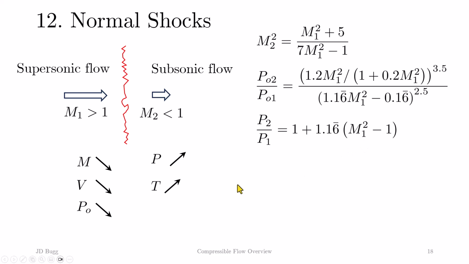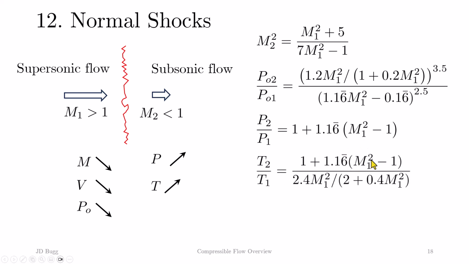The temperature also increases, and there's a relationship for that ratio. Likewise, our last property, the density, also increases across a normal shock. All these property ratios are given as a function of the upstream Mach number. Pressure, temperature, and density all go up across a normal shock, whereas Mach number, velocity, and stagnation pressure go down across a normal shock.